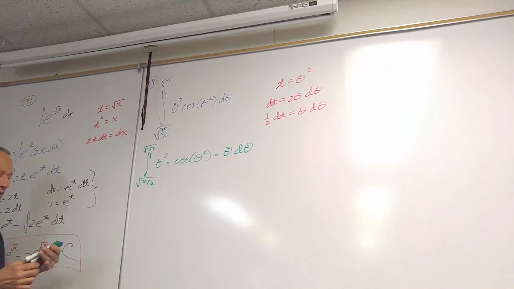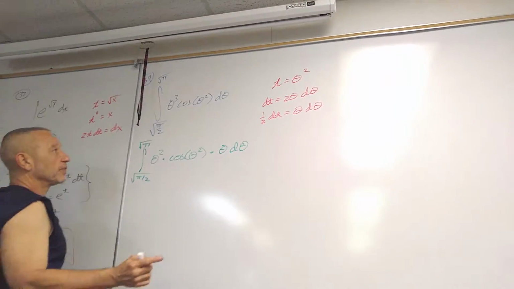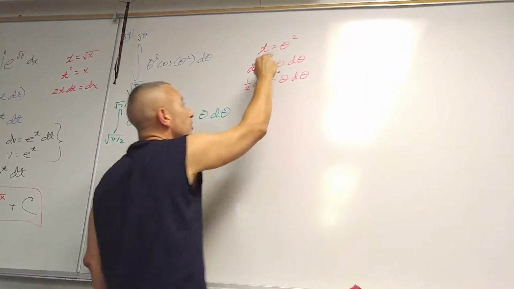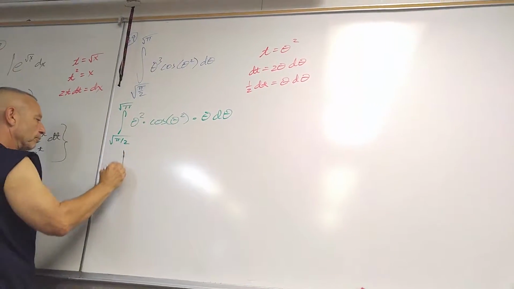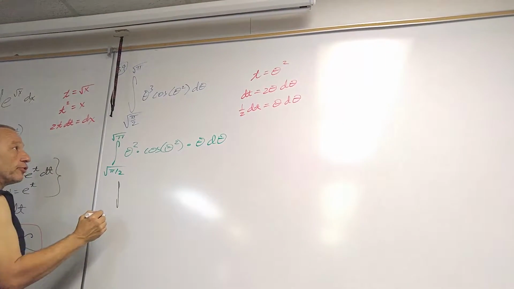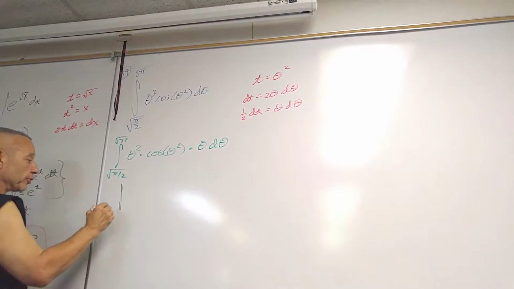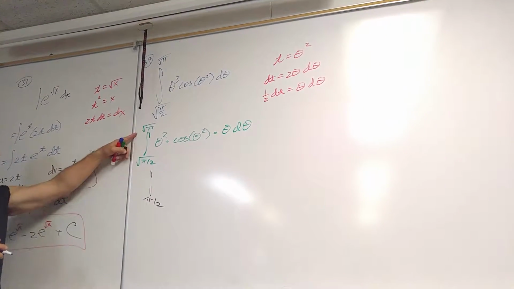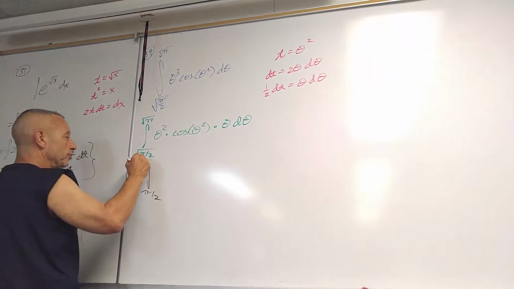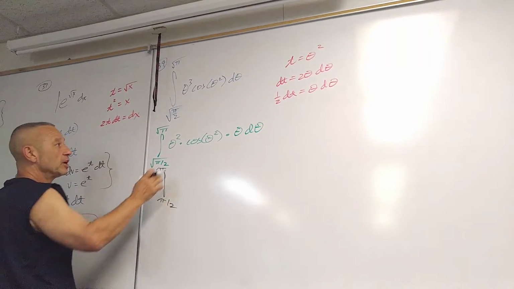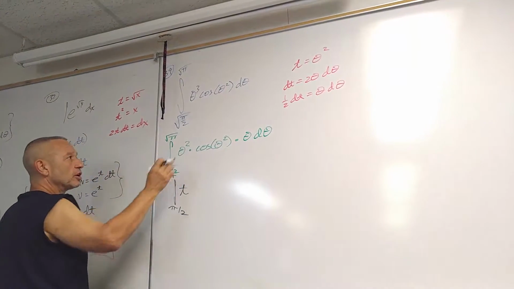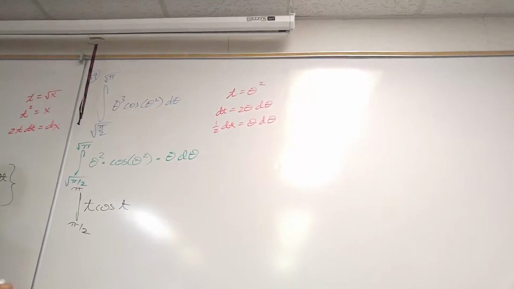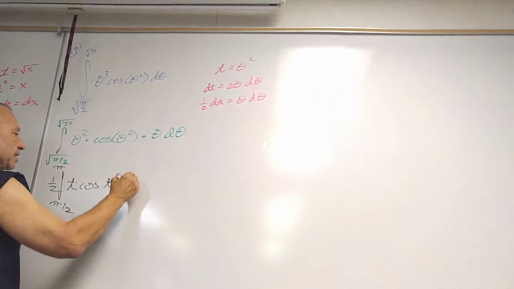What will the new limits of integration be? If I plug in radical pi over 2 for theta, then what does t become? The square root will have been squared, so the square root will be gone. It's just going to be pi over 2. When we square that, again, the square root is gone, so pi over 2 to pi. Theta squared is t. Cosine theta squared is cosine t. And the theta d theta is 1/2 dt.